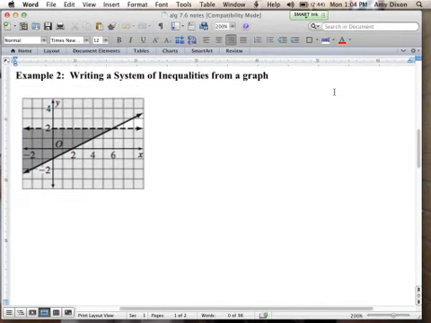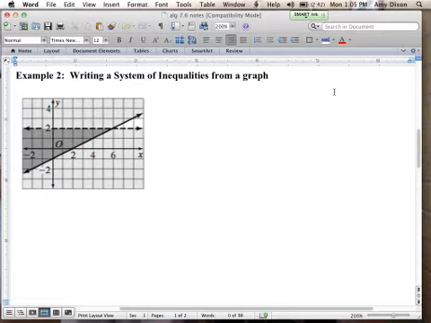All right, example 2, we're going to have to go backwards. We're going to be given a graph, and we have to write the inequalities that this graph represents. There's two inequalities. There's two lines up there. We have to find the equations of the lines first. So step 1 is just find the equation of the line.